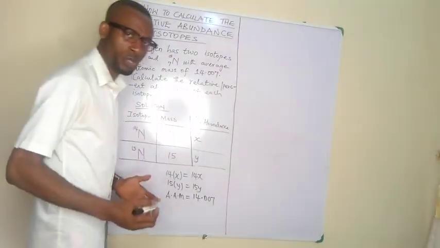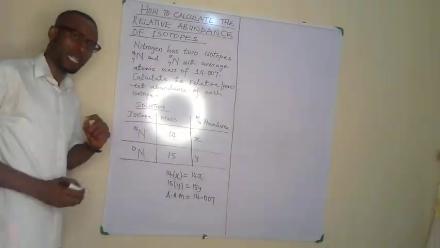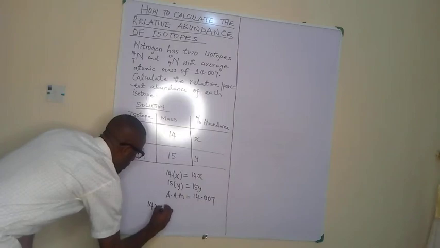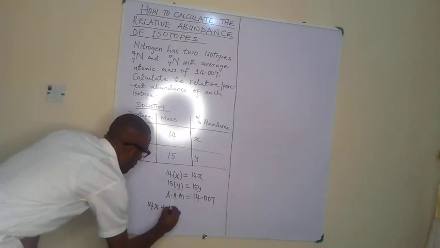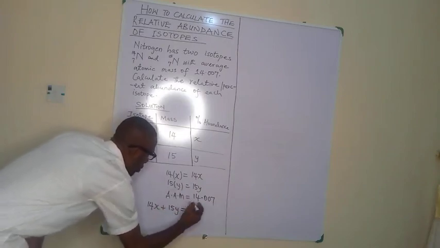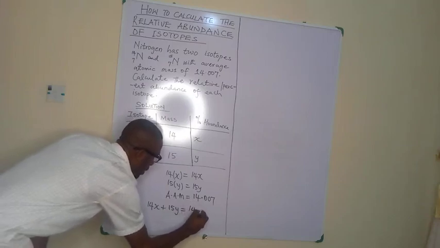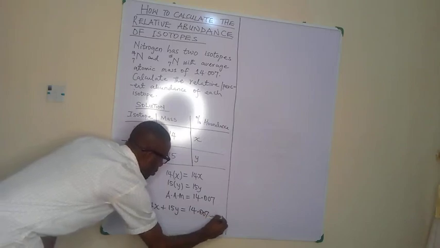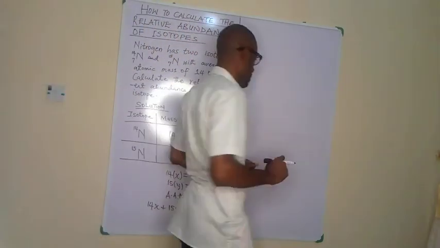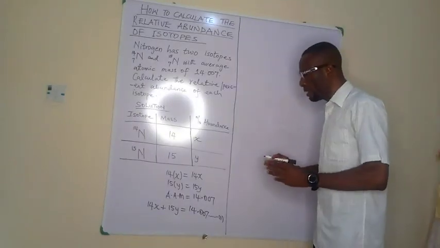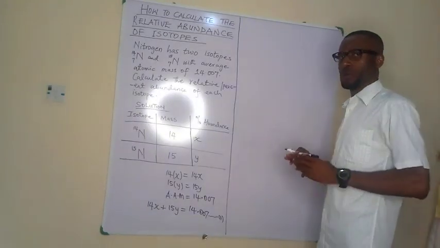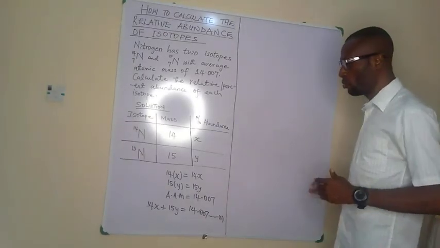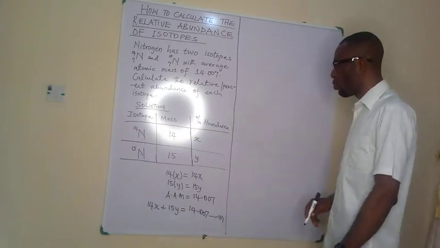It will help us to walk through the question to find our solution. Doing so, the first information is 14x plus the second information 15y is equal to the third information 14.007. Permit me to call this equation 1 just for clarity's sake and to simplify our solution as we're working through it.